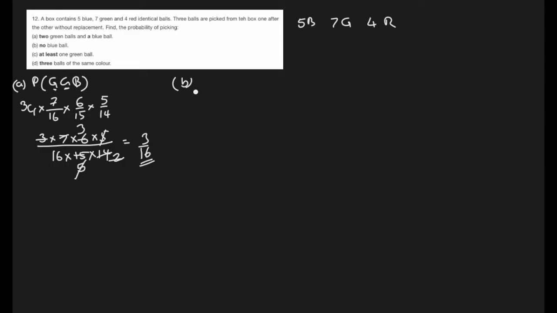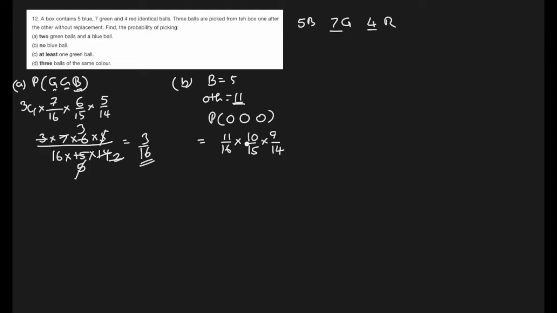Let's say what is B? No blue balls. So let's try to answer it this way, that there are blue balls which are 5, and let's write other balls, which are 7 plus 4, 11. Green and red, 11. They said they don't want any blue ball. That is B part. That means it will be probability of other color and other color. So out of 16 we have 11 others. So 11 out of 16 is the possibility of other color. Then we have 10 out of 15 and then 9 out of 14. This is the probability that all 3 balls are of other color but not blue.